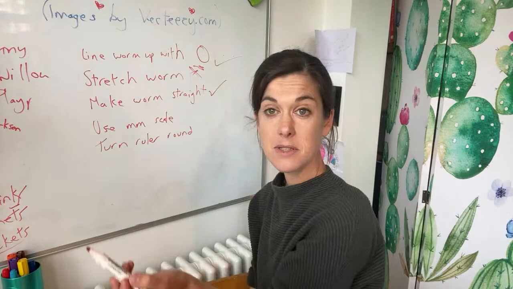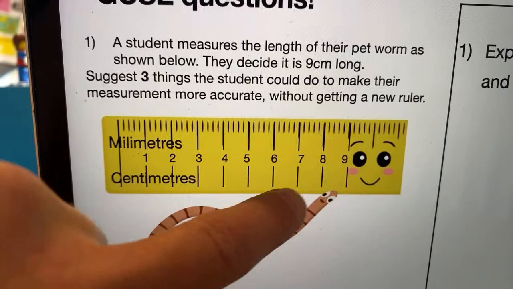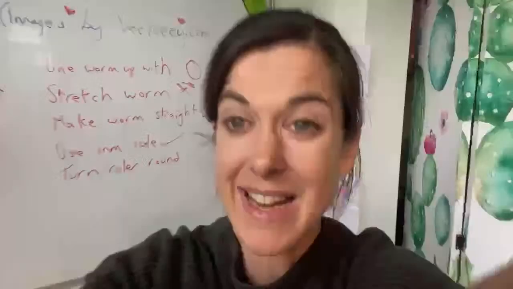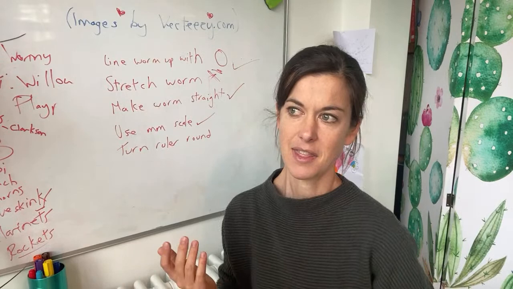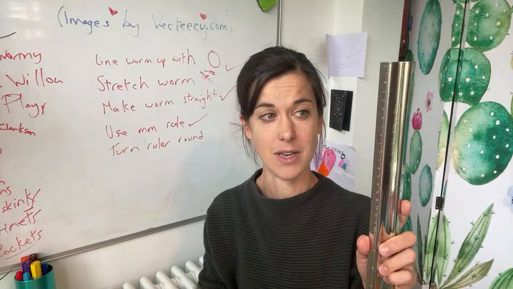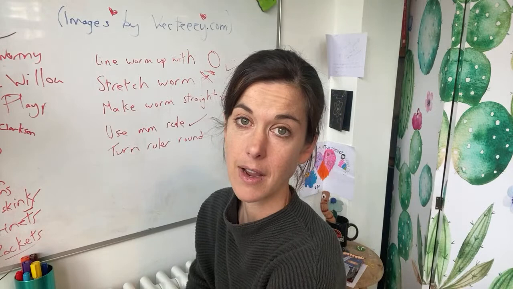And use the millimetre scale. So the worm was next to the centimetre scale. You need to use the millimetre scale to make your result more accurate, because it might be a bit more or less than 9 centimetres. So you want to put the worm over here. But you wouldn't get a mark for saying, turn the ruler around, because it's GCSE, and they are pretending that they're very foolish and that they don't know what you mean unless you say it exactly. So when you said turn the ruler around, you could have meant just like do that. Flip it over. You've got to use very precise, accurate language to get these marks.